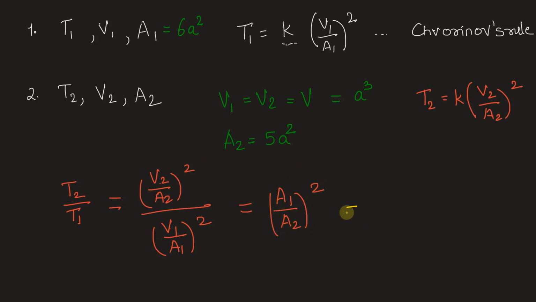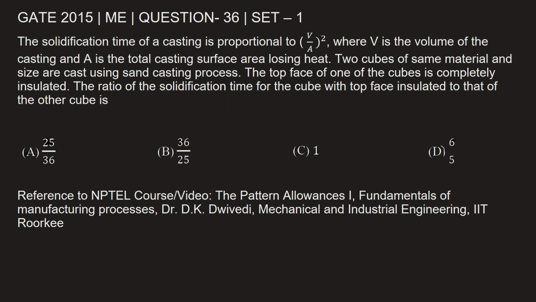Let's put the values for areas. We have A1 as 6a² divided by A2 is 5a², square of this again, because this is A for area. This square is for the solidification time expression. To simplify, we will have a² get cancelled with each other. (6/5)² can be written as 6² which is 36 divided by 5² which is 25. So the ratio that we obtain is 36 by 25. Let's mark the correct option. The correct option here is option B, 36 by 25.